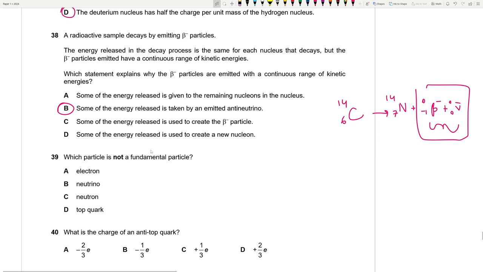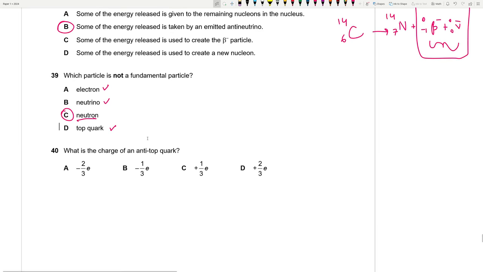Which particle is not a fundamental particle? Fundamental particles are quarks and leptons. This is a lepton, this is a lepton, this is a quark, a fundamental particle, but a neutron is composed of 3 quarks, so it's not a fundamental particle. What is the charge of an anti-top quark? The top quark is plus 2 by 3e, so anti-top should be minus 2 by 3e. Okay, so 40 is actually A.